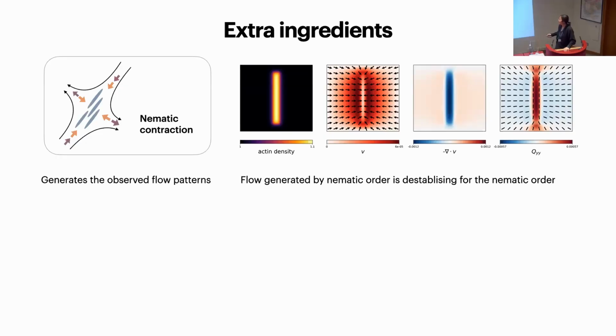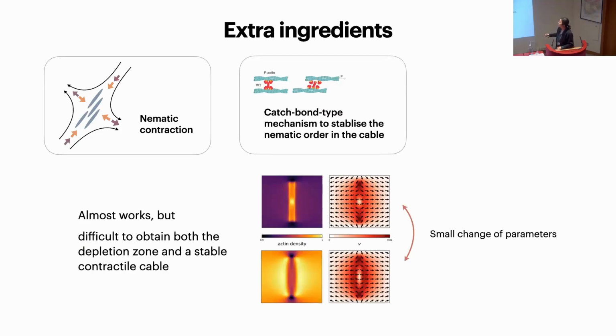However, this turns out to be not enough, because the flow generated by the nematic order is actually destabilizing for the nematic order. The velocity would squeeze the nematic order in this direction, which will cause it to want to align in entirely the opposite direction. So having nematic contraction and the flow alignment term, they act in entirely opposite ways. So this doesn't work.